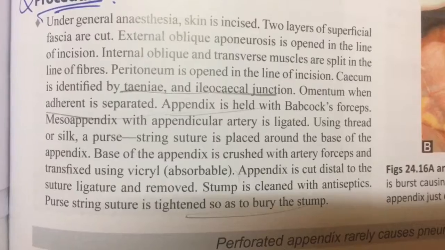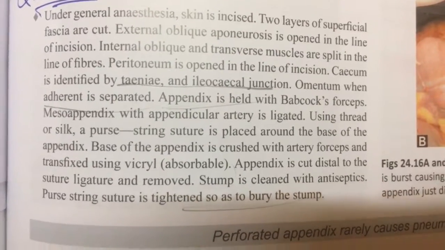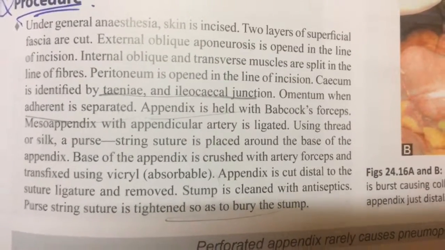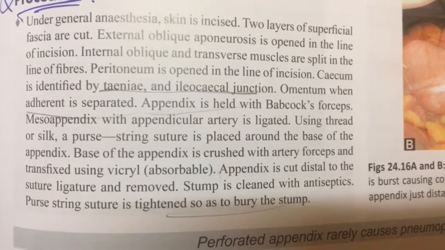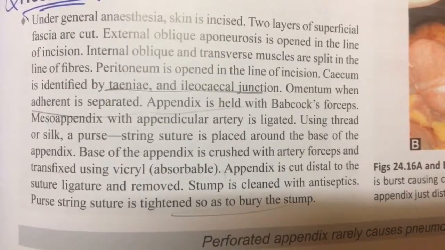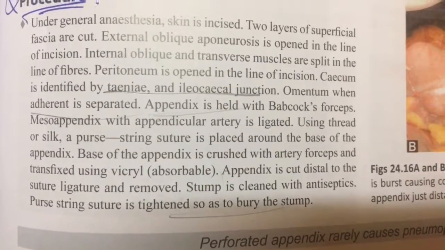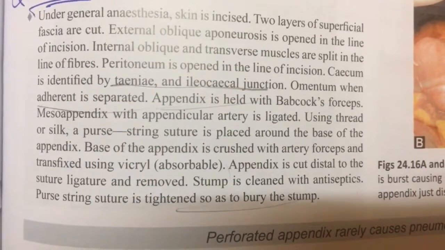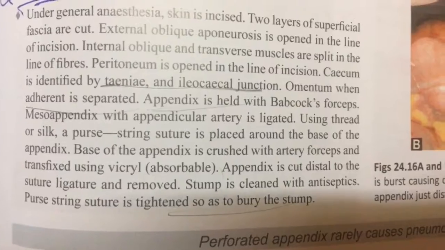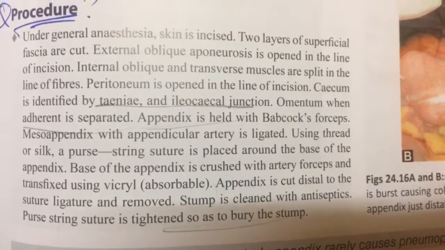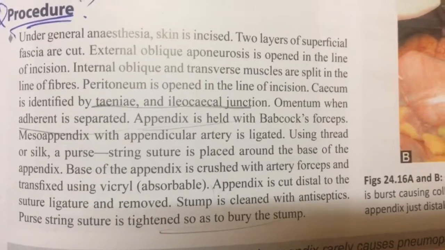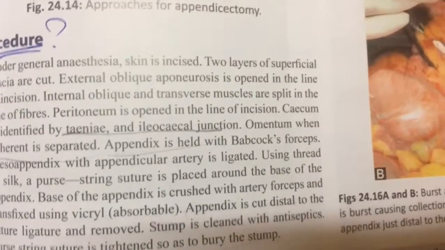Appendix is held with Babcock's forceps. Mesoappendix with appendicular artery is ligated. Using thread or silk, a purse string suture is placed around the base of the appendix. Base of the appendix is crushed with the artery forceps and ligated using Vicryl. Appendix is cut distal to the suture ligature and removed. Stump is cleaned with antiseptic. Purse string suture is tightened so as to bury the stump.